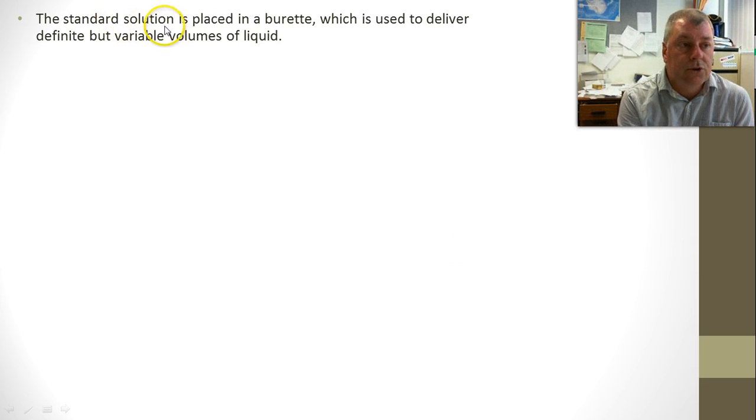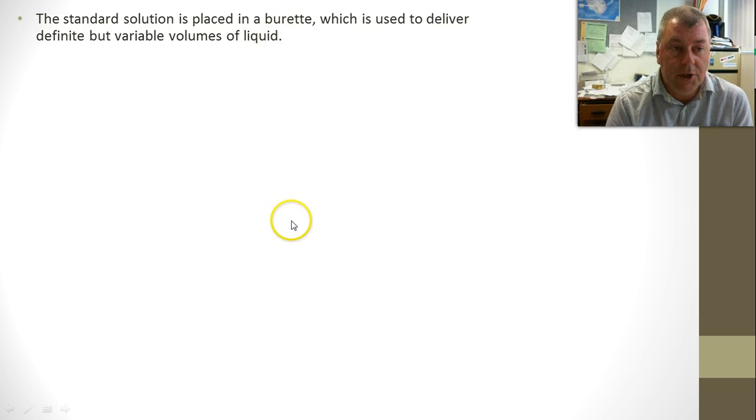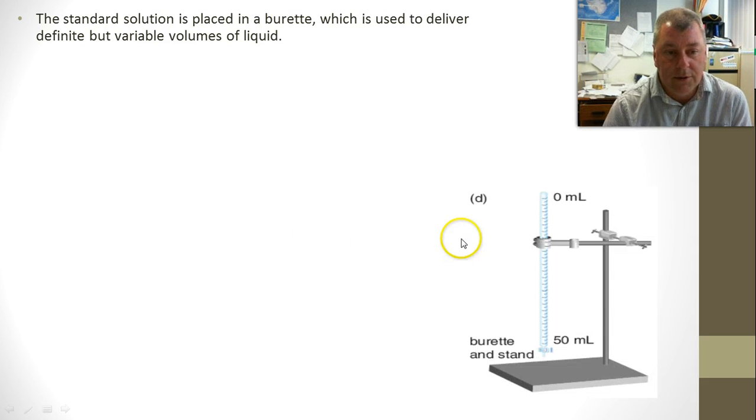The standard solution, so the solution that you know the concentration of, is placed in a burette, which is used to deliver a definite but variable volumes of liquid. It's like an upside down measuring cylinder, or a measuring cylinder with a tap. Looks like this. So it has a 0 up here, and then in this case it contains 50 milliliters, and then it has a little tap, and so you fill this up with your standard solution.